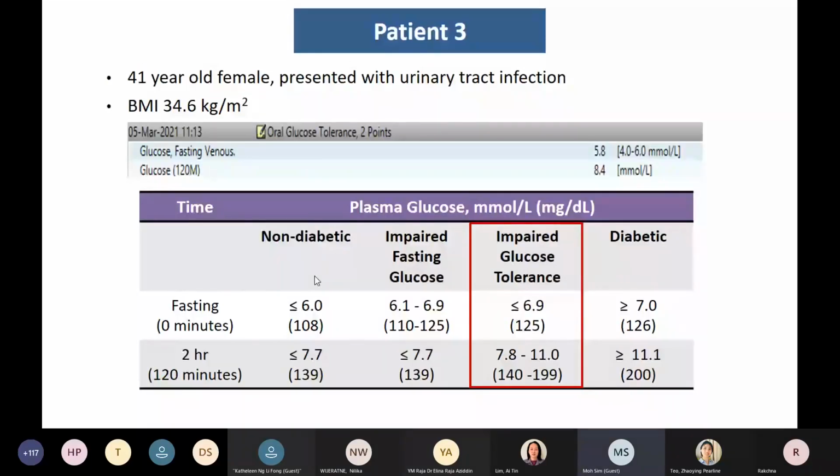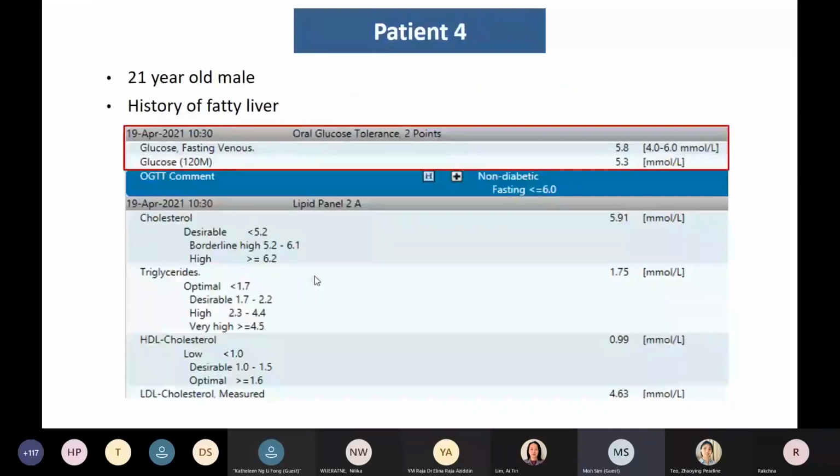Let's move on to patient number 4. This is a 21-year-old male who has a history of fatty liver, and again, this patient had no previous medical history, and we would usually do an OGTT to assess if these patients have underlying conditions that could predispose them to fatty liver.